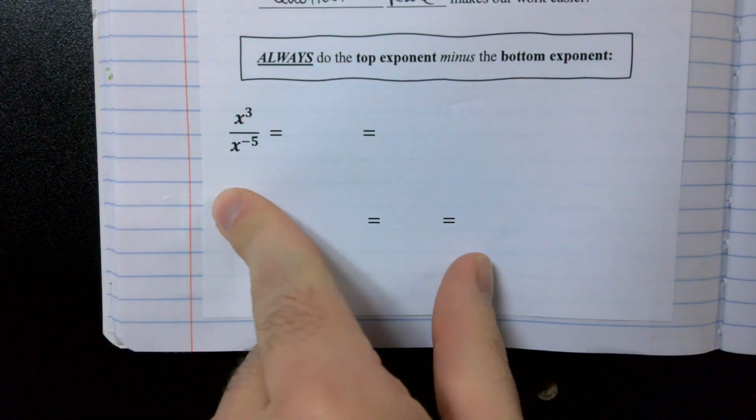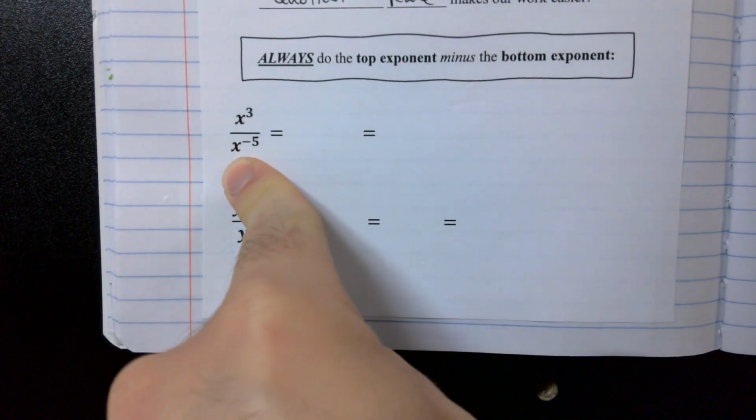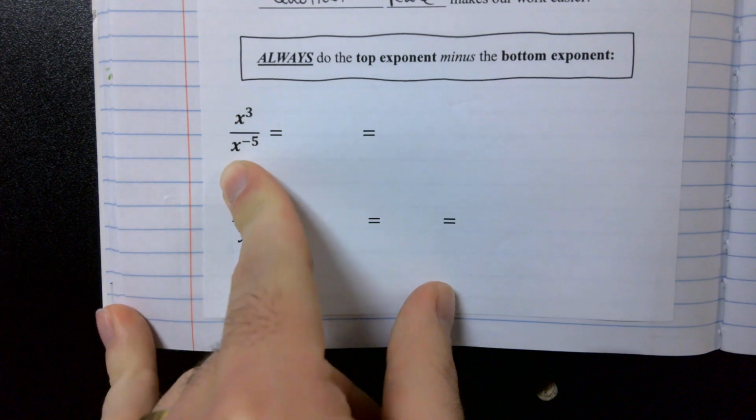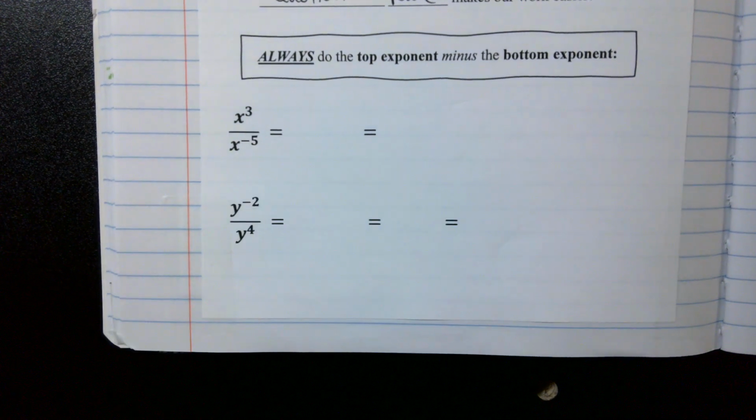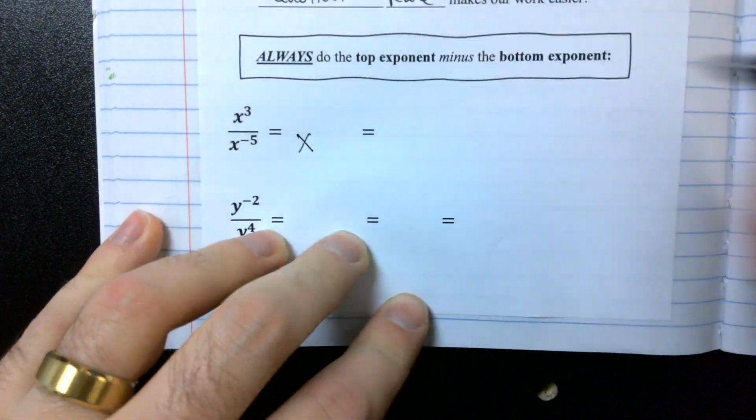So if I have this fraction here, x to the 3rd over x to the negative 5th, and I was going to subtract downward, I'd keep my base the same.